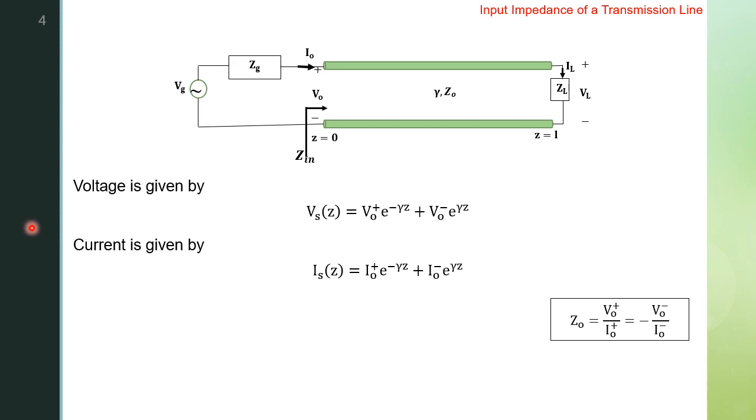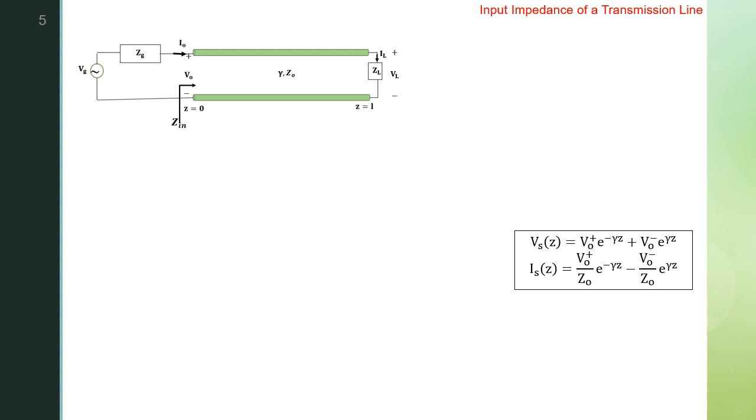Now this current can also be expressed in terms of voltage and characteristic impedance. As you all know, the characteristic impedance Z0 is V0 plus by I0 plus, and that is equal to minus V0 minus by I0 minus. By incorporating this into the current expression, we get Is of Z as V0 plus by Z0 e raised to minus gamma Z minus V0 minus by Z0 e raised to gamma Z. So this is the expression for voltage and current at any point Z on the transmission line.